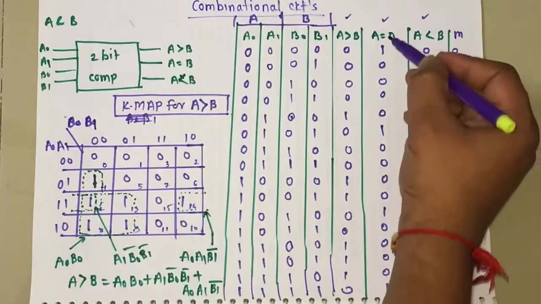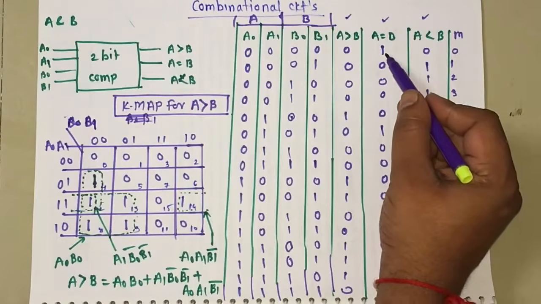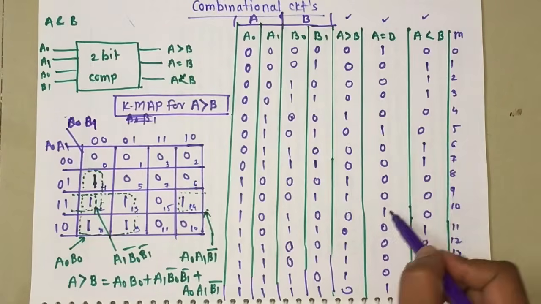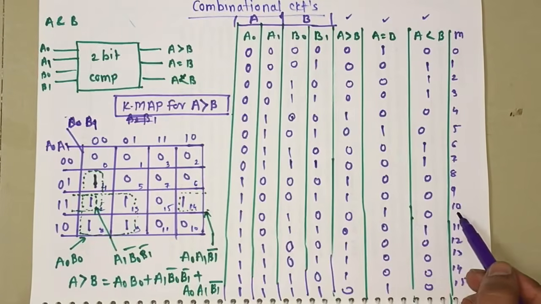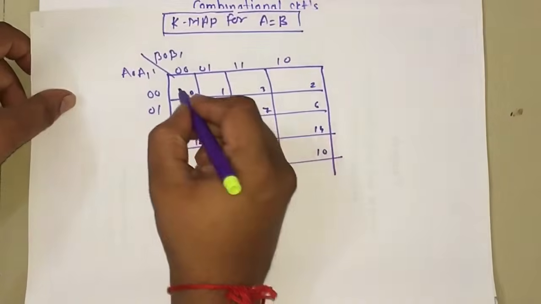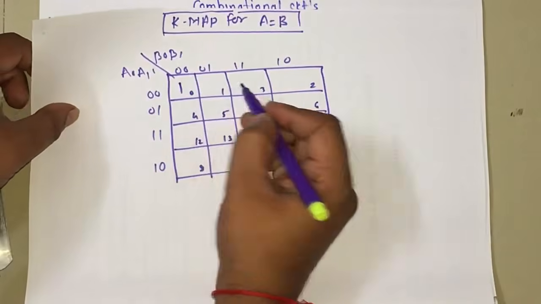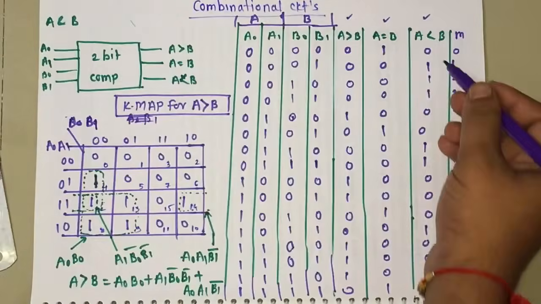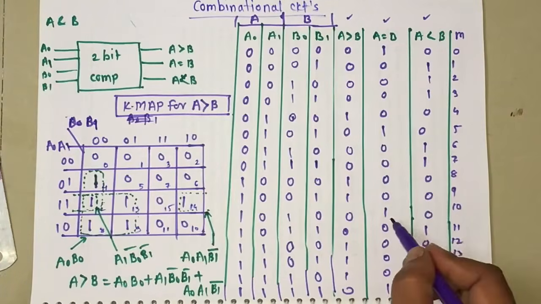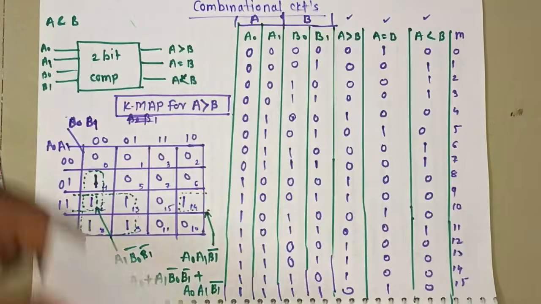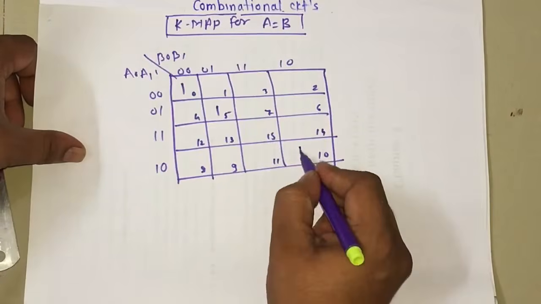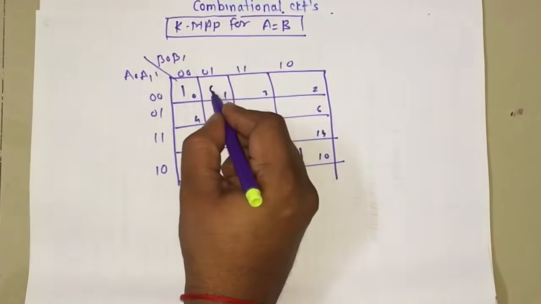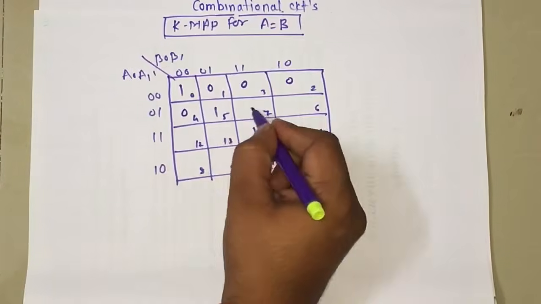Now for this column, find out the min terms. So here the min terms are M0, M5, M10, M15. M0, M5, M10 and M15. Okay, and remaining values are what? 0 0.